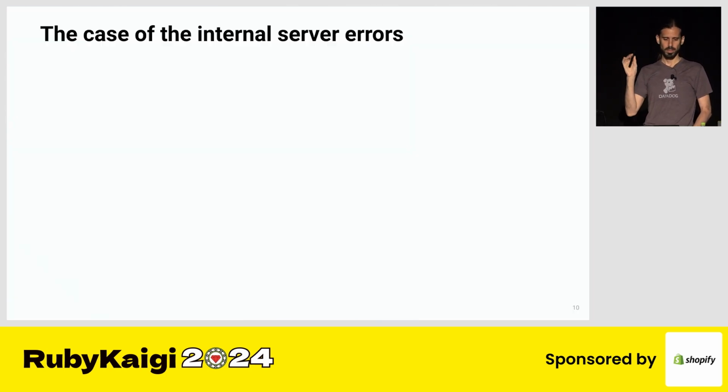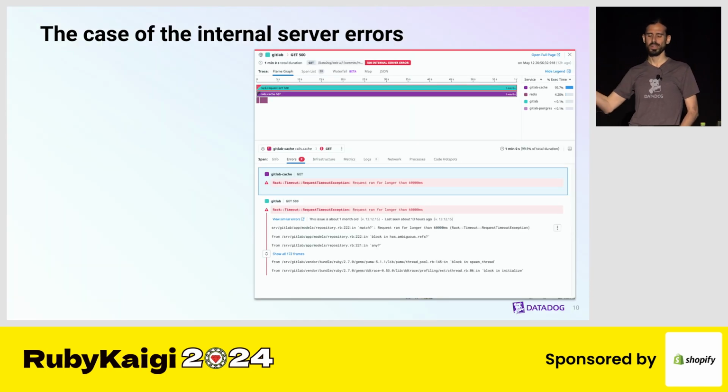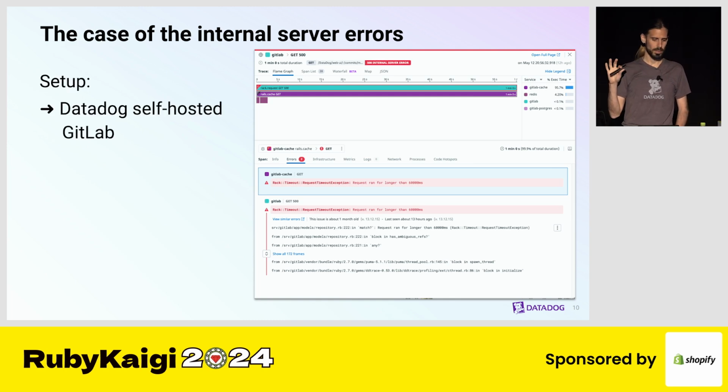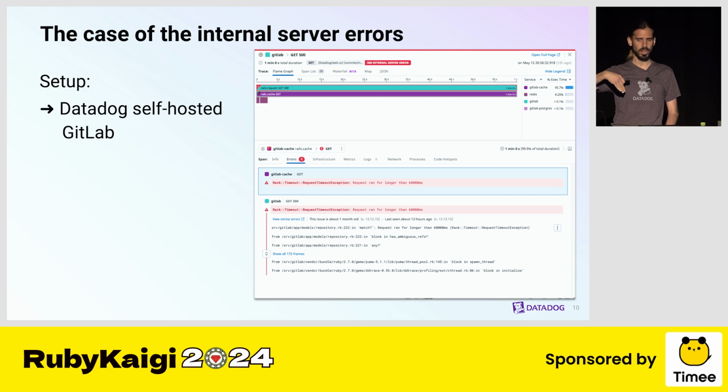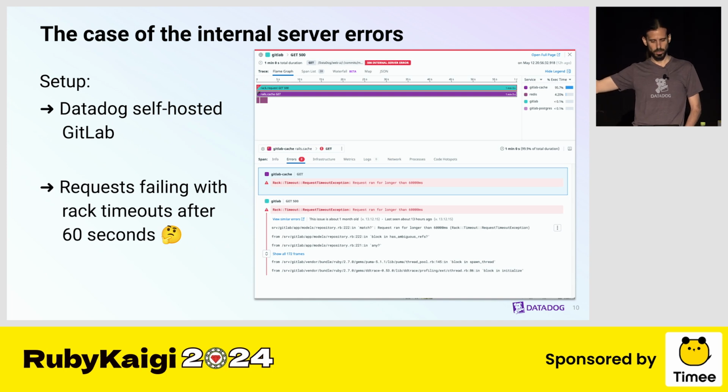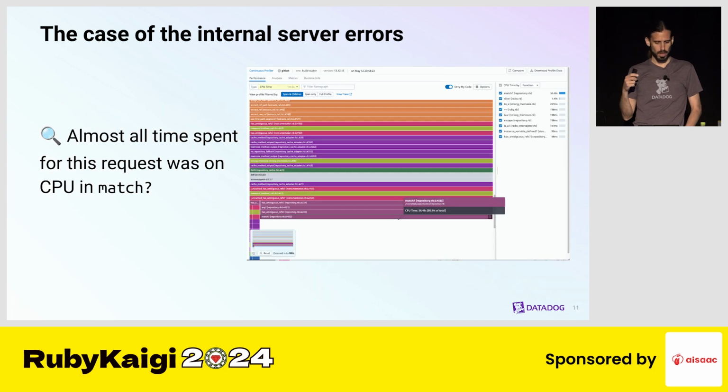Okay, so in practice, here's an actual real-world example from internal Datadog. We use GitLab. If you've never heard of GitLab, it's like GitHub, but open source. So we have our own self-hosted instance of GitLab, and GitLab is also built in Ruby. Someone from the team at Datadog that was managing GitLab reached out to me and said, we have these requests that are failing with rack timeouts after 60 seconds. Can you help us? And I went, okay, let's look at the profiler.